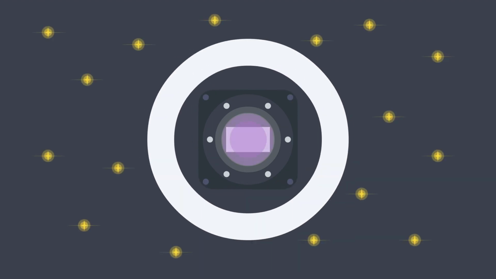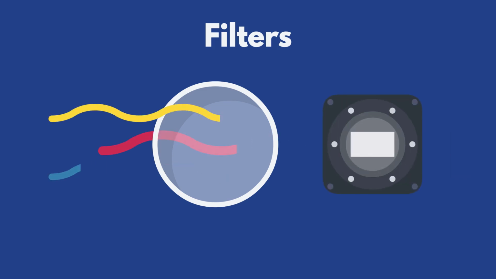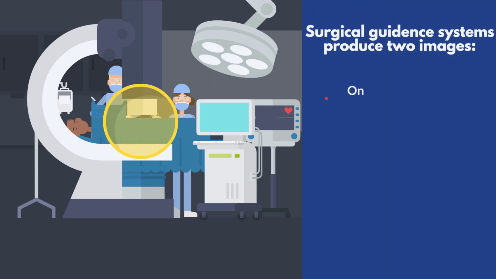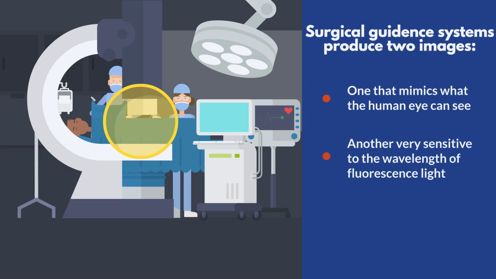Special cameras and filters can be used to look for very specific colors and even light outside the visible range. It's a lot like how your car radio can only tune to one station at a time. Filters are thin pieces of glass that can be used to select certain wavelengths or very specific colors to pass through to the camera. Surgical guidance systems use cameras with specific filters to produce two images, one that mimics what the human eye can see, and another which is very sensitive to the wavelength or color of fluorescent light.